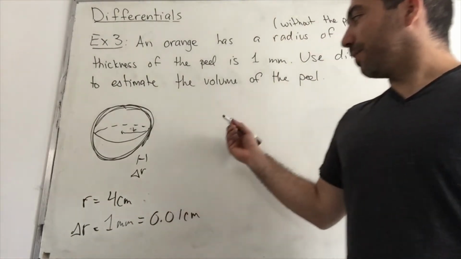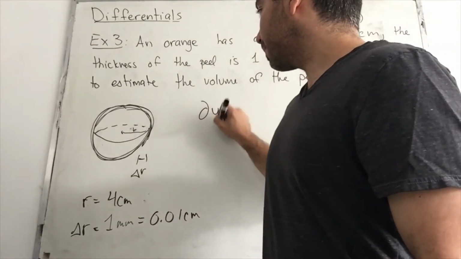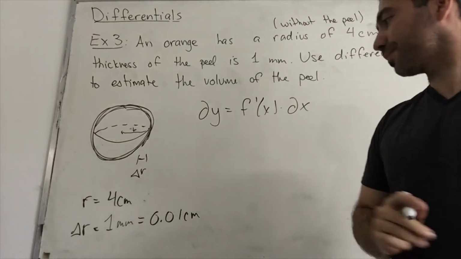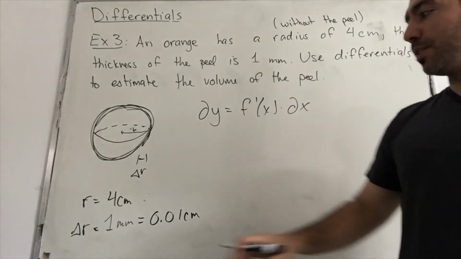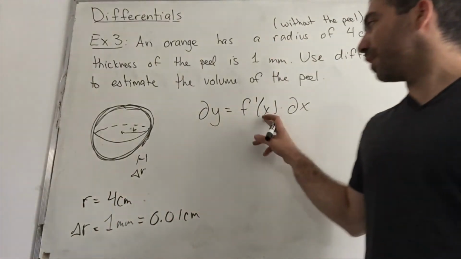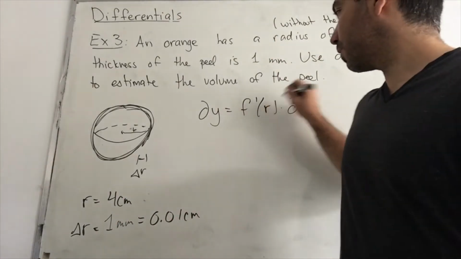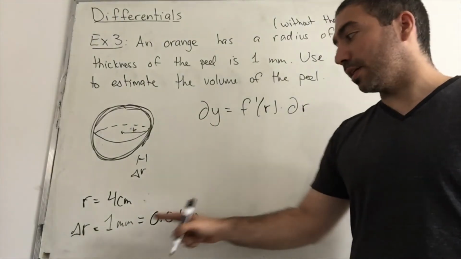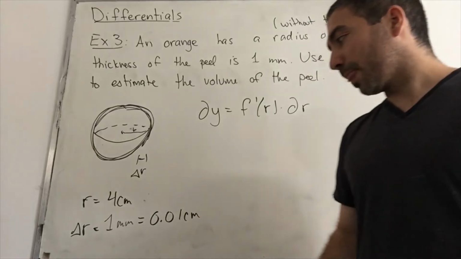And now let's use our differential equation. So we know that dy is equal to f prime of x times dx. But since we're using the radius, we're not using x, we're using the variable r. So f prime of r dr. dr is the same as the delta r, the change in the radius.